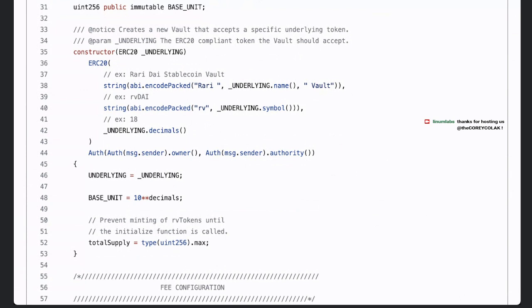Okay, and then this was cool. I noticed this the last time we were looking through this also. The way that you stop minting until initialized, just by using type max there. I thought that was a cool idea. I don't think I'd seen something like that before. Yeah, cool. Should we keep on going? Let's do it.